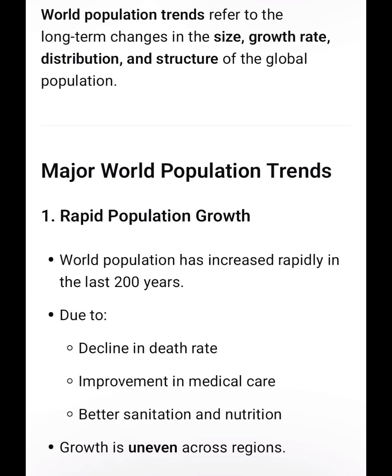The first one is rapid population growth. The world population has increased rapidly in the last 200 years. What is the reason? Decline in the death rate, because of more facilities, improvement in medical care, good sanitation and good nutrition. The growth is uneven across the regions.